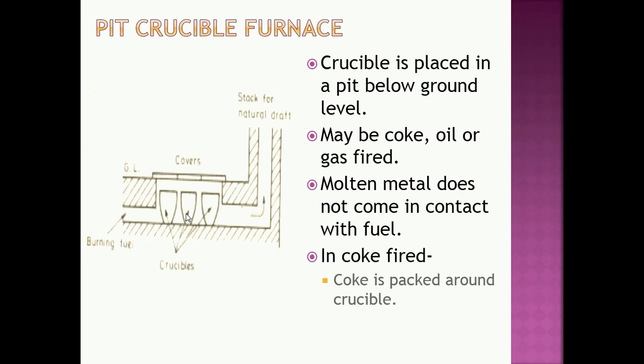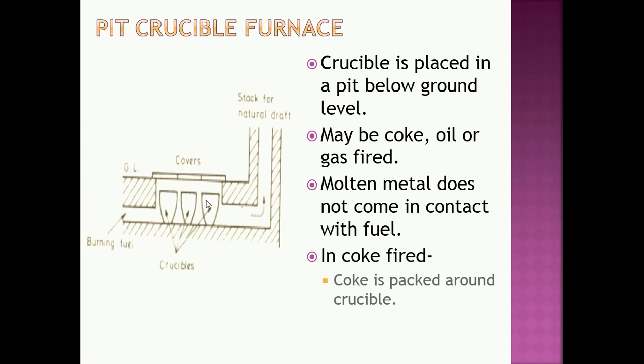This furnace may be a coke, oil or gas fired furnace. Molten metal does not come in contact with the fuel. That's why we get pure quality molten metal, because you can see in the figure these crucibles are covered at the top. That's why coke, oil or gas will not enter inside the crucible, and we get pure quality metal.